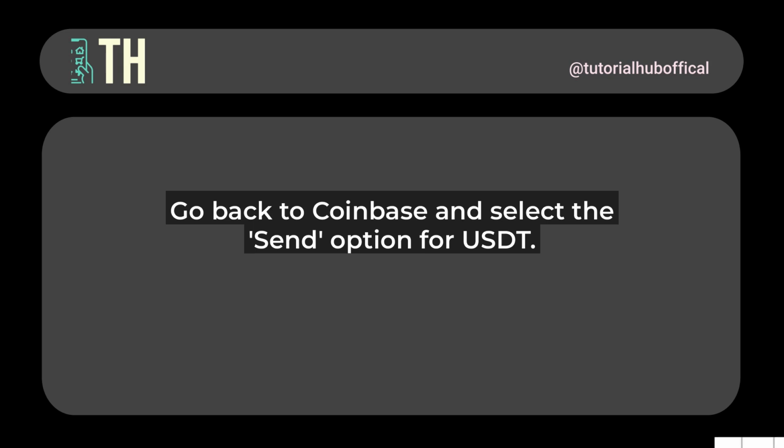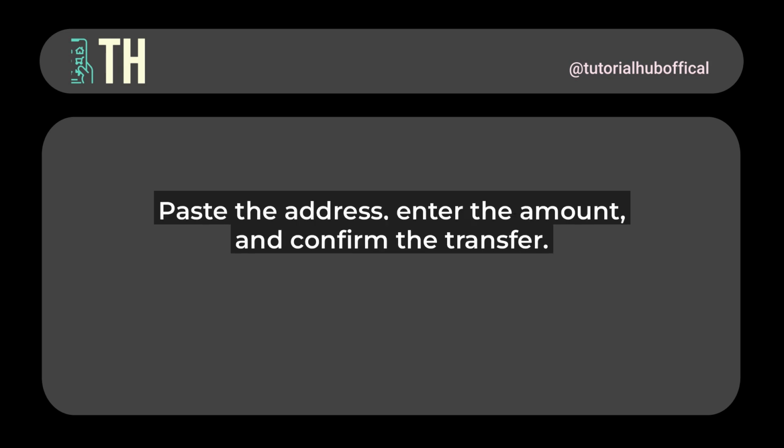Hit Confirm and authenticate the transaction with your Coinbase security settings, like two-factor authentication. Once submitted, you'll get a transaction ID. Keep that handy. The transfer time can vary, but it usually takes a few minutes to an hour, depending on network congestion. Finally, once it's done, log back into Blofin and check your wallet balance to ensure the USDT has arrived. If there's any issue, reach out to customer support on either platform.